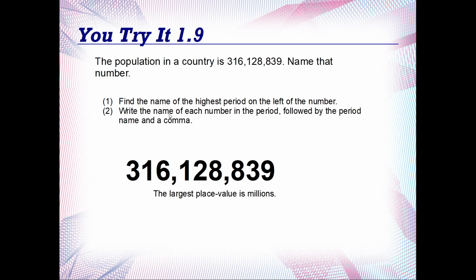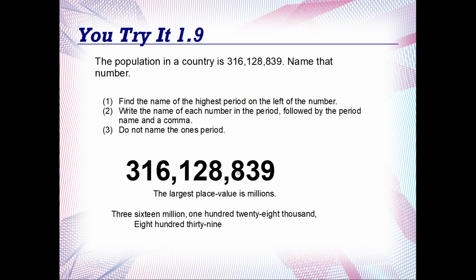And we're going to write the name of each number in the period, followed by the period name and the comma. So the first number is 316, and it's in the millions period. So we'll have 316 million, 128,839. And again, we do not name the ones period. And we'll make sure we have a comma. You don't need to capitalize 839 here. That's my problem there. So we have a comma here and a comma there.